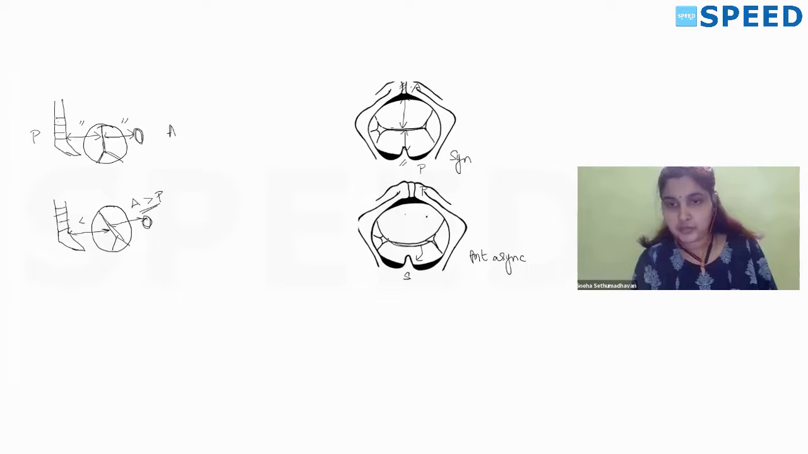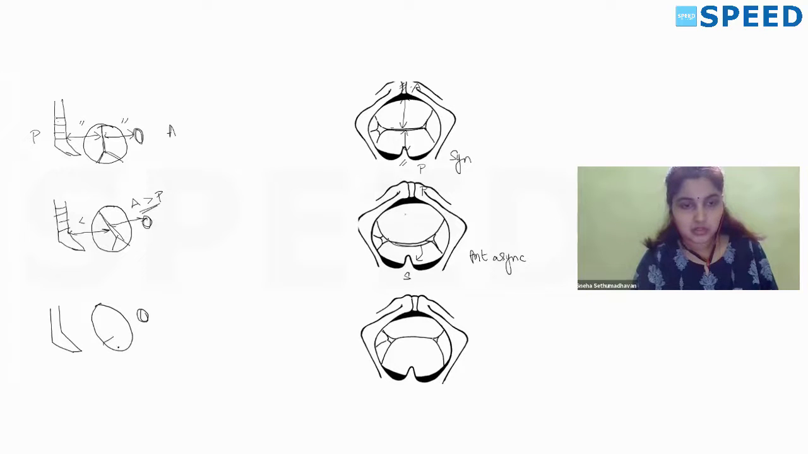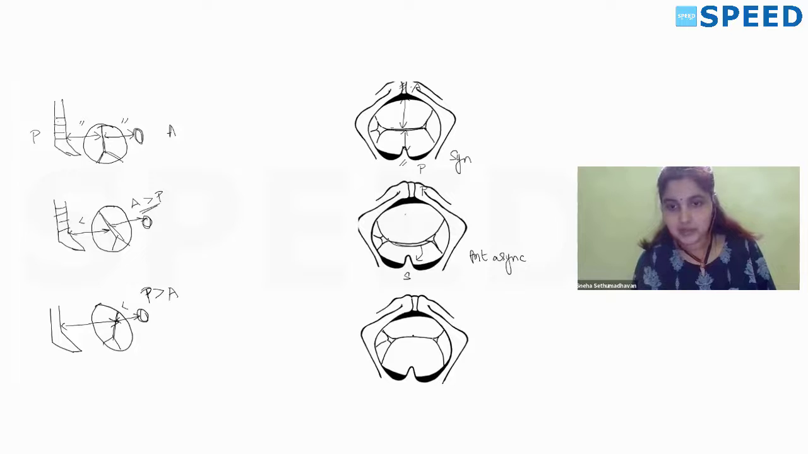There is a disproportion. Okay, and the next scenario is where the sagittal suture is more towards the pubic symphysis. So this distance will be less and this will be more towards the posterior. So the posterior length will be more than the anterior. And here, if you can see, this is the sagittal suture. And the distance from the sagittal suture to the sacrum is more compared to the distance from the pubic symphysis to the sagittal suture. This is called posterior asynclitism.